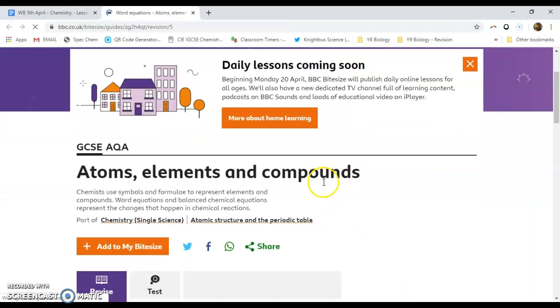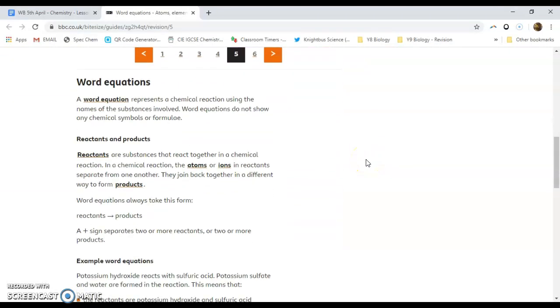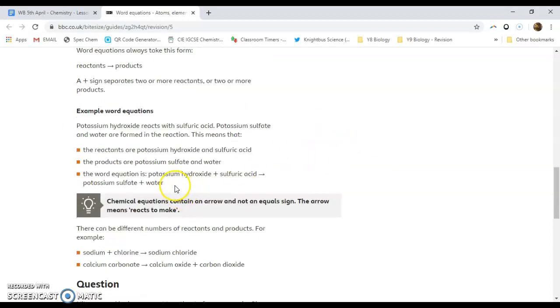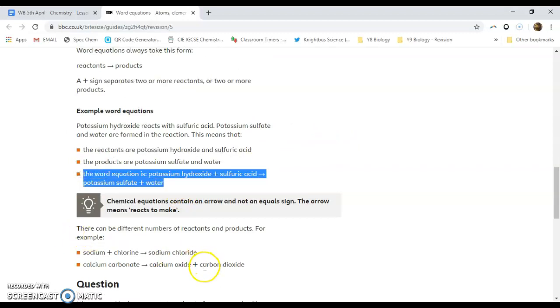So the next thing that you then need to revise are word equations. So click on the link, everything is here. Remember, we're talking about arrows. We don't want to see any more equal signs, so put the arrows, plus signs separate two or more reactants. It's all good information.